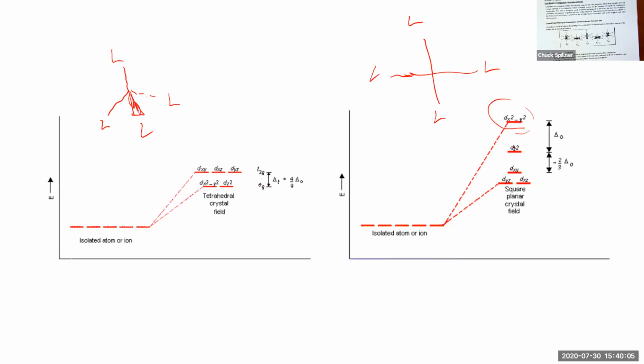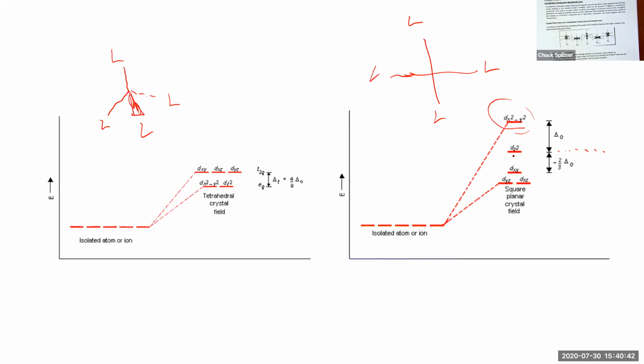The dz squared is about even with, well, here's a line that shows the neutral point, if you will. In the electrostatic crystal field model, this is where all the d orbitals would be, and then they go up and down from there. The dz squared looks like it's a little higher energy, but it's not really much higher than it normally would be. Dx squared minus y squared is way up there.